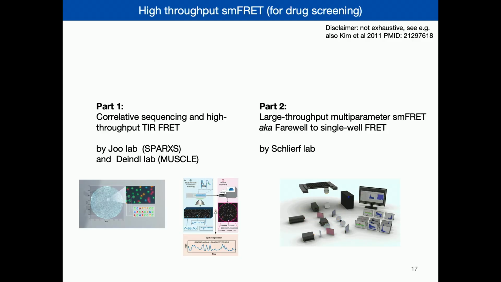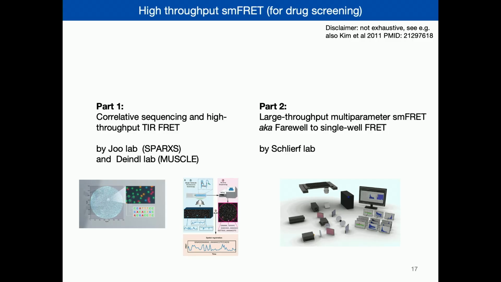And the other one was actually developed in parallel by the Chirlmin Joo lab in Delft and the Sebastian Deindl lab in Sweden. They developed a method that allows them to do high throughput total internal reflection fluorescence resonance energy transfer experiments. They called their method Sparks and Muscle. And I would like to briefly talk about this. Obviously, I'm not the expert and I cannot give you any insights into all the tricks and details, but I would like to introduce what the concept and the idea behind that is.